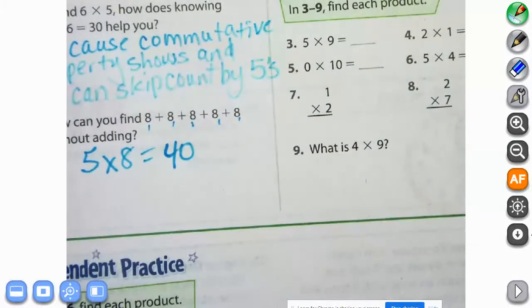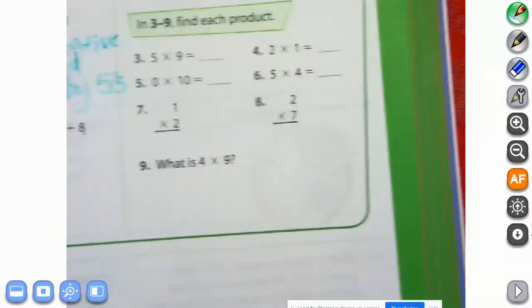Go ahead and get that written down. Things over here so I can scooch this over.